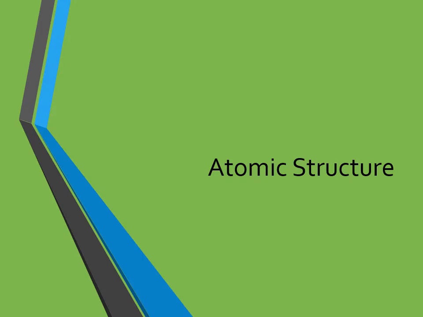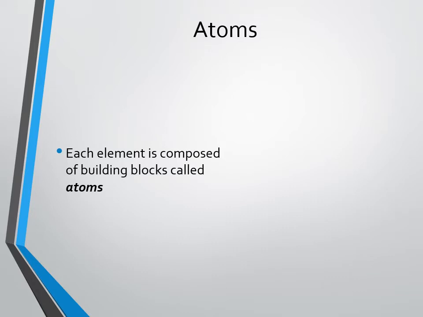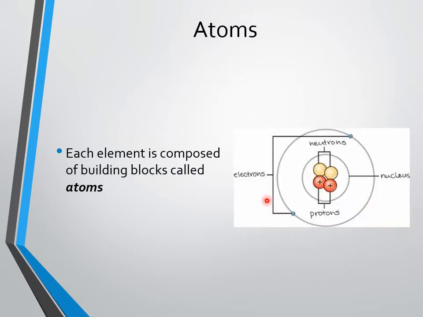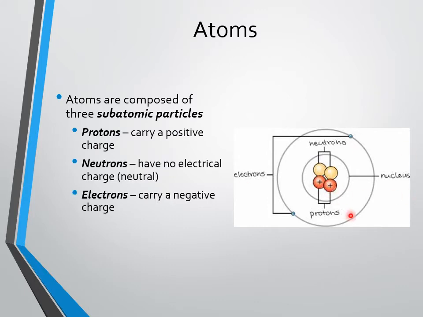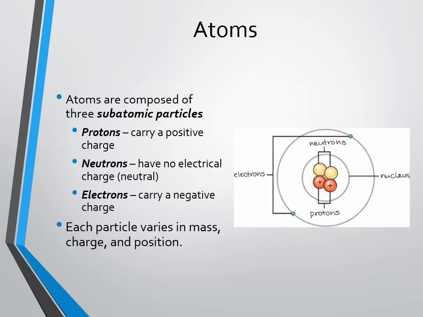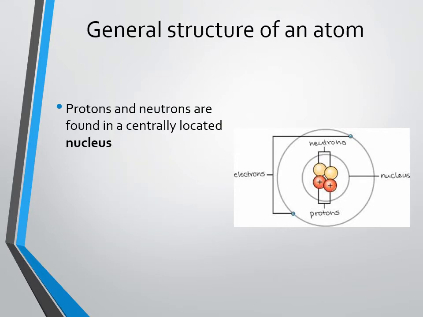All right, getting into atomic structure. So each element is composed of building blocks called atoms. So here is an atom. It is made up of protons, neutrons, and electrons. Protons carry a positive charge, neutrons have a neutral charge, and electrons carry a negative charge. Protons and neutrons are in the nucleus, or the center of the atom, while electrons stay out here in what we call the electron cloud. So each particle varies in mass.